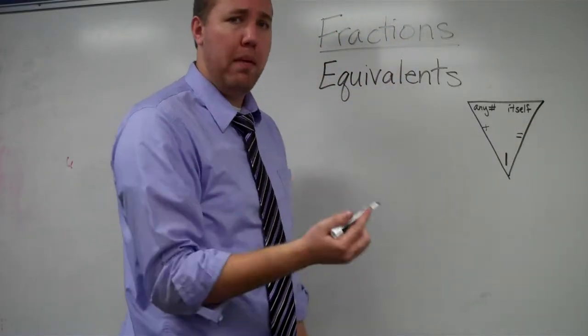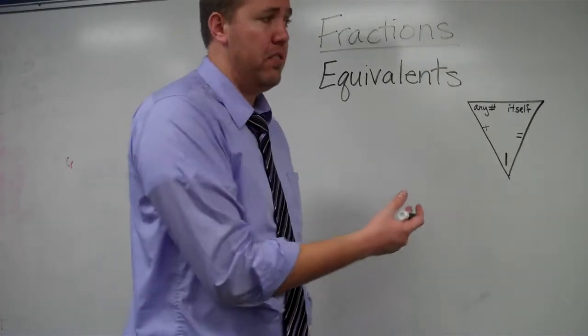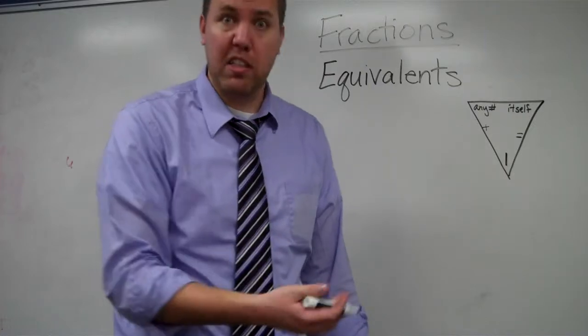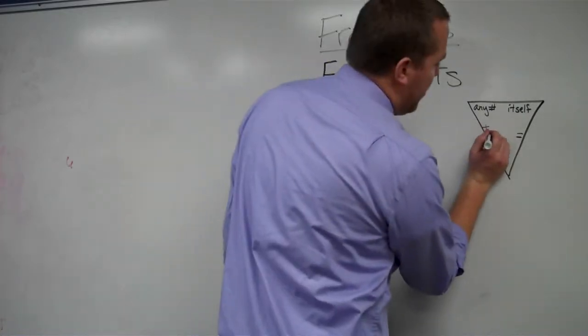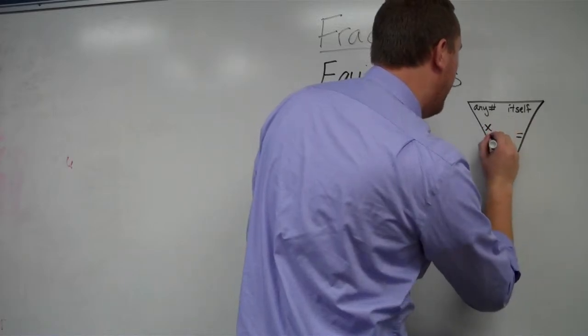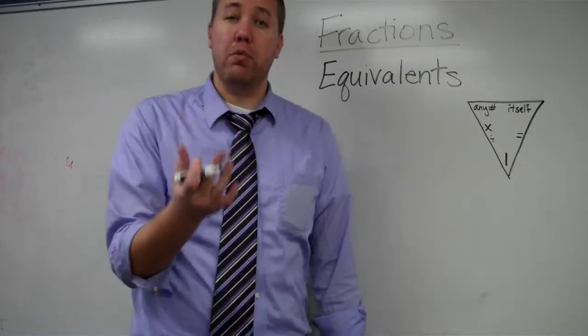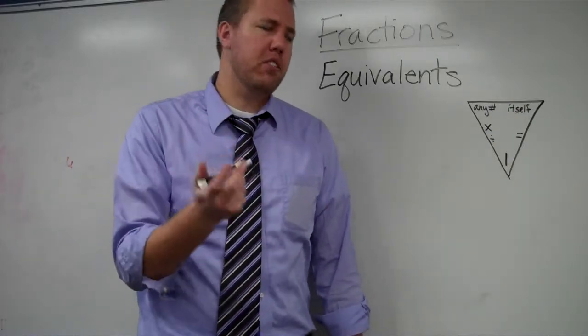Any number multiplied by 1. 12 times 1, still 12. 37,000 times 1, still itself. Okay. And it also works with division as well. So, any number multiplying or dividing by 1 still equals itself. Now, how do we relate this to fractions?